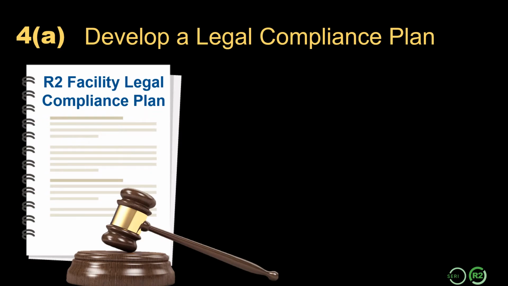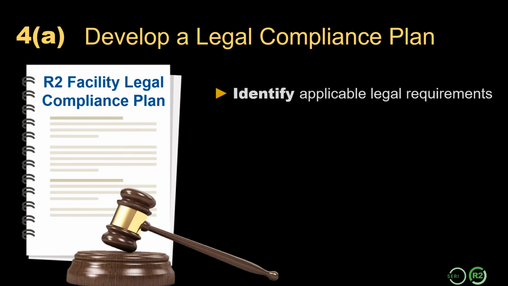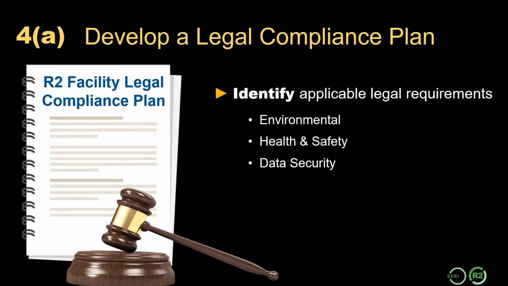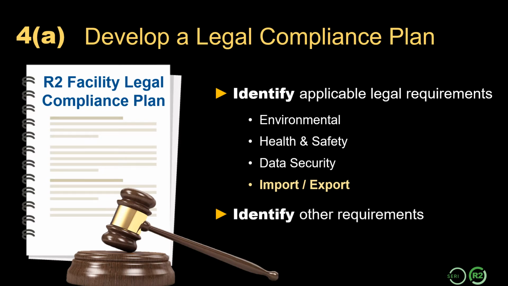The first requirement in Core 4 is to develop a legal compliance plan. This plan is intended to identify and define the environmental, health, safety, and data security requirements applicable to the R2 facility's operations, including any import-export laws that apply to the facility's shipments of electronic equipment, components, and materials. This plan should also include any customer or other requirements that the facility must meet.